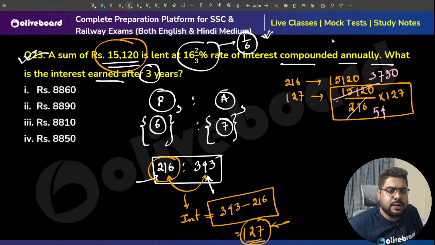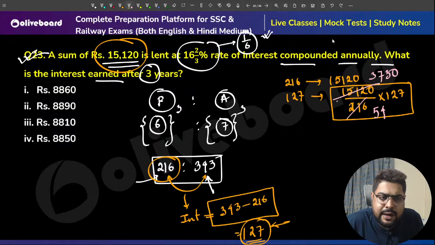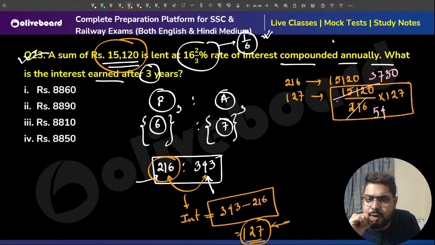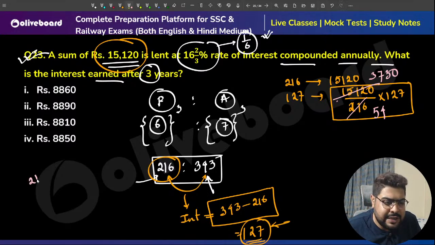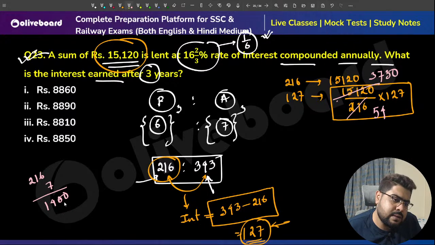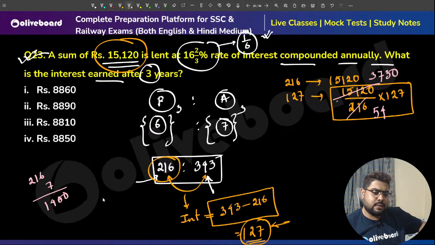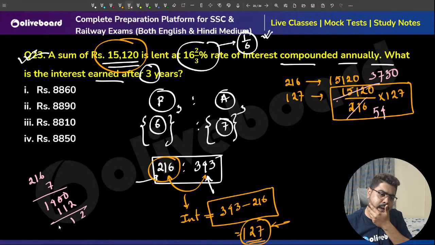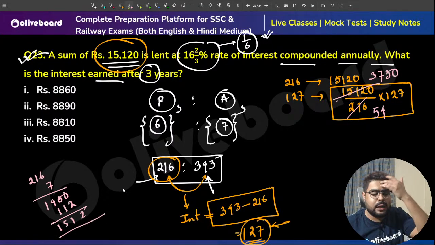15,000 compounded. I haven't done anything wrong, no? Just a second, just a second. So 216 into 7 is this. 140, 1400. Achha. 1122115.